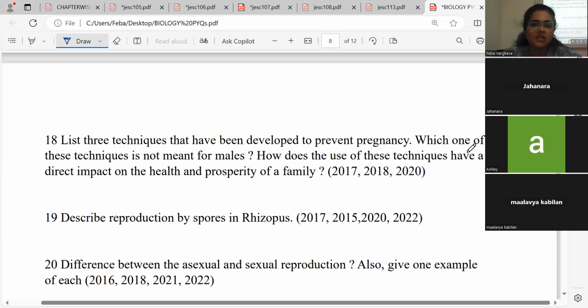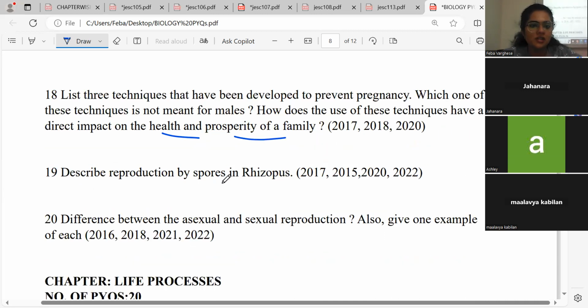Now list 3 techniques that have been developed to prevent pregnancy. Any 3 techniques you can write. Which of the following techniques is not meant for males? Usage of pills is not meant for males. It's for the females in order to maintain the hormonal balance. How do the use of these techniques have direct impact on the health and prosperity of a family? It reduces the population, and because of that reason, they'll be more economically stable. They can have a better life.